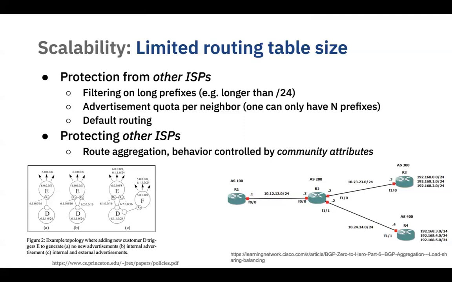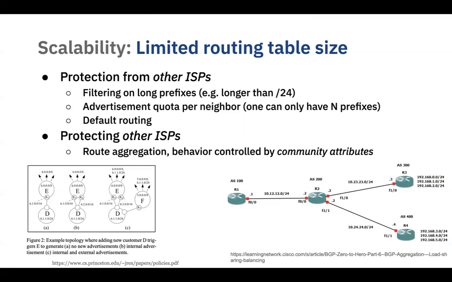The other one is protecting other ISPs. So here it's going to be route aggregation. Usually it's done by tags or community attributes. This is going to be the bottom left one. Because it's case by case, even though we're adding a new route, let's say R5 here, because R5 is added there's no need for new advertisements. And if we add another one, R6, into the network, where R6 talks to our customer D, customer D can now talk to R5 or R6 to get the service.